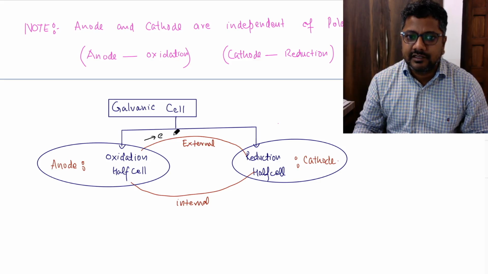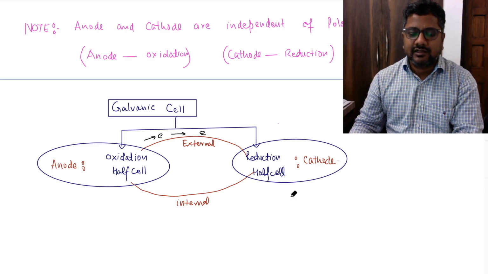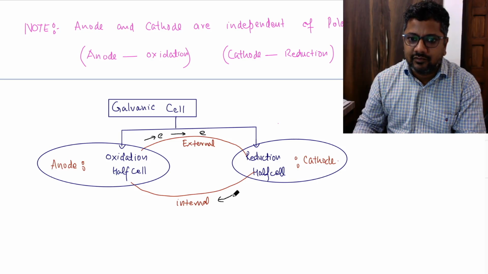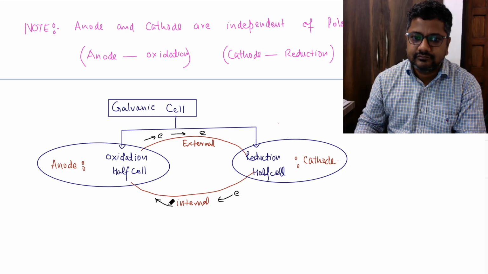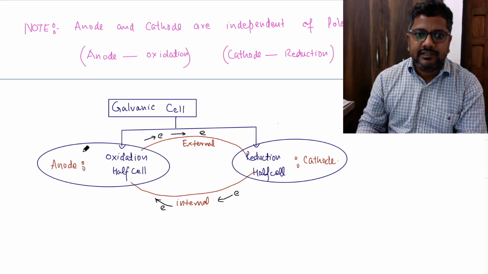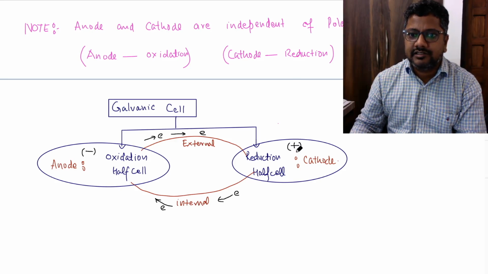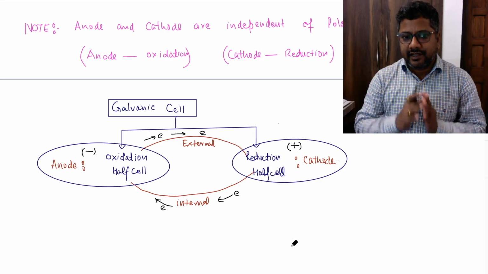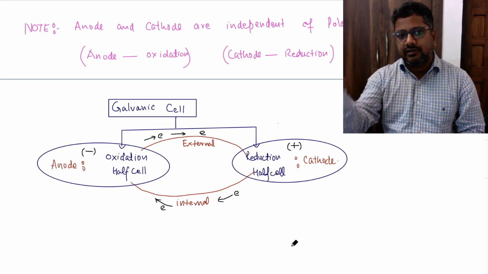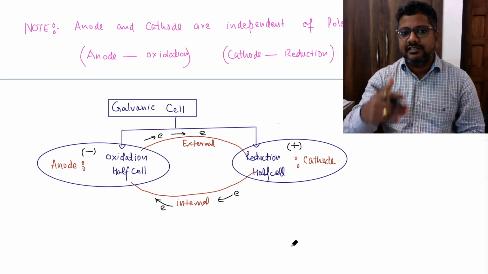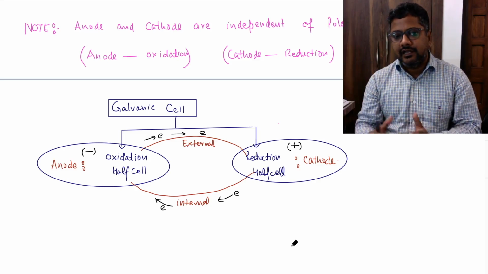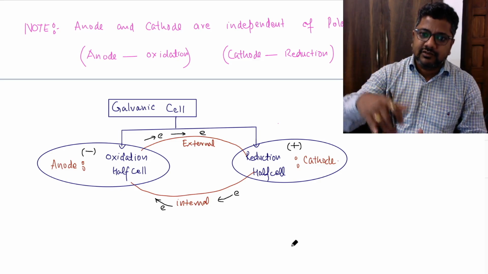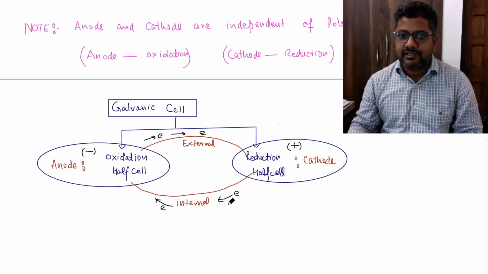In the external circuit, electrons always flow from anode to cathode, and in the internal circuit, electrons will flow like this. In a galvanic cell, the anode is the negative terminal of the cell, and the cathode is the positive terminal. Electrons move in the external circuit from the oxidation half cell, the anode, to the cathode, and in the internal circuit, electrons move from cathode to anode.